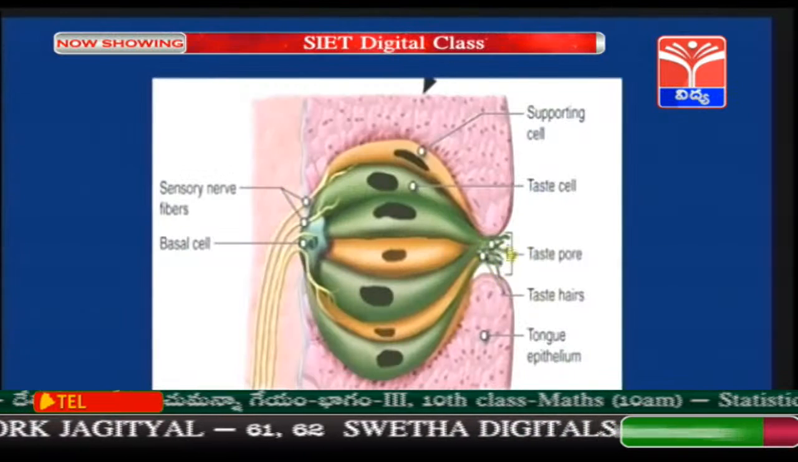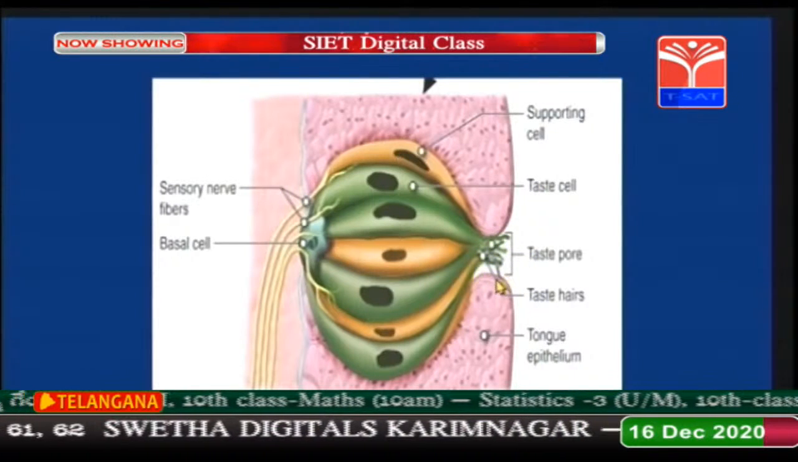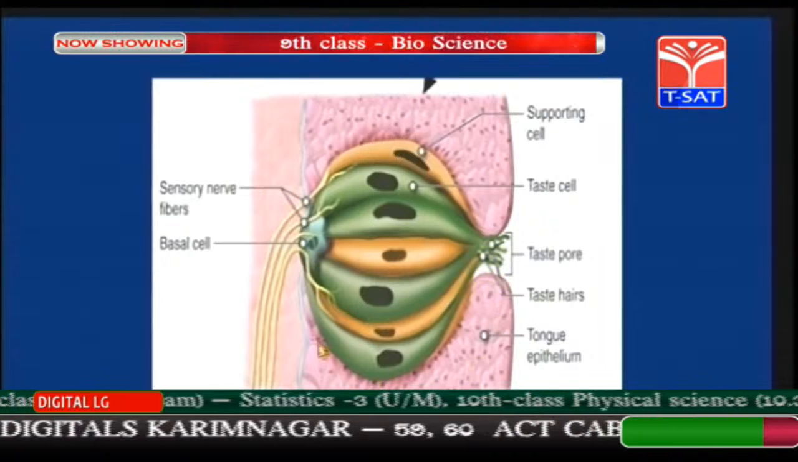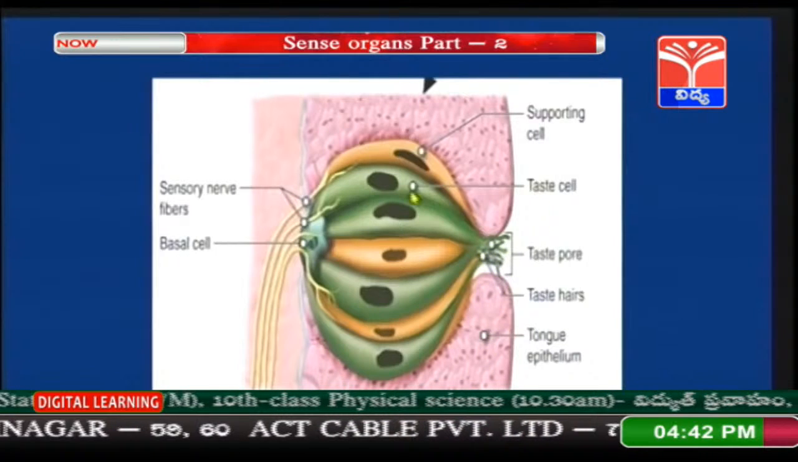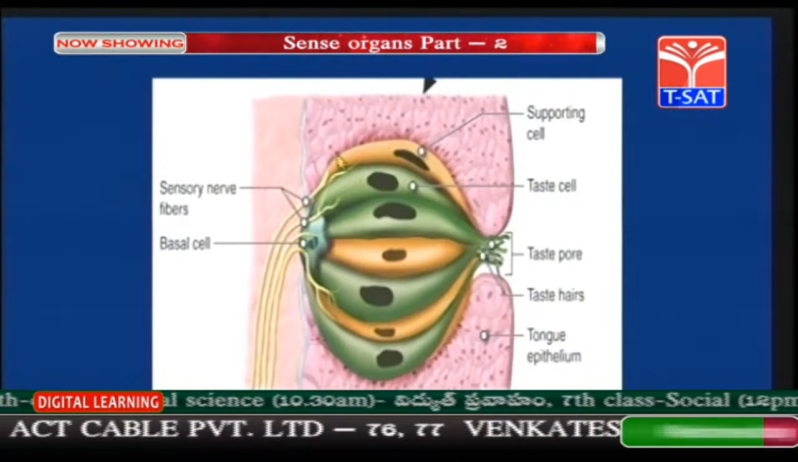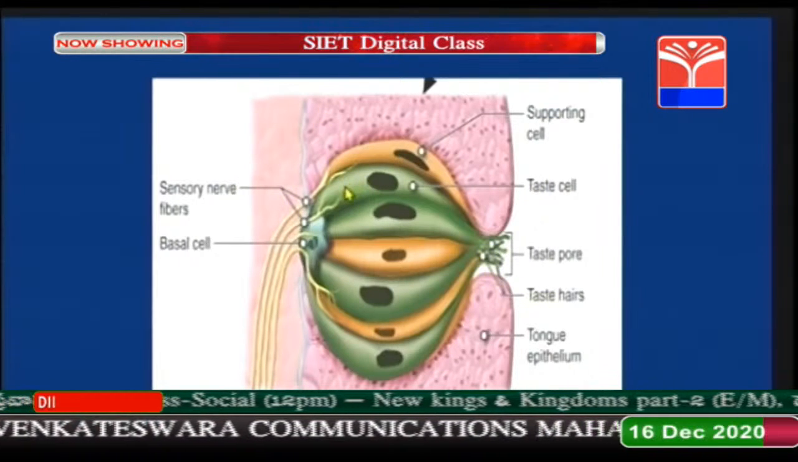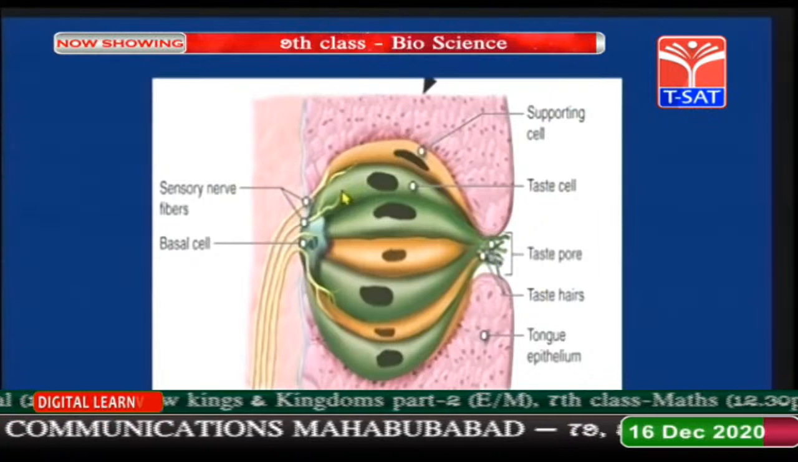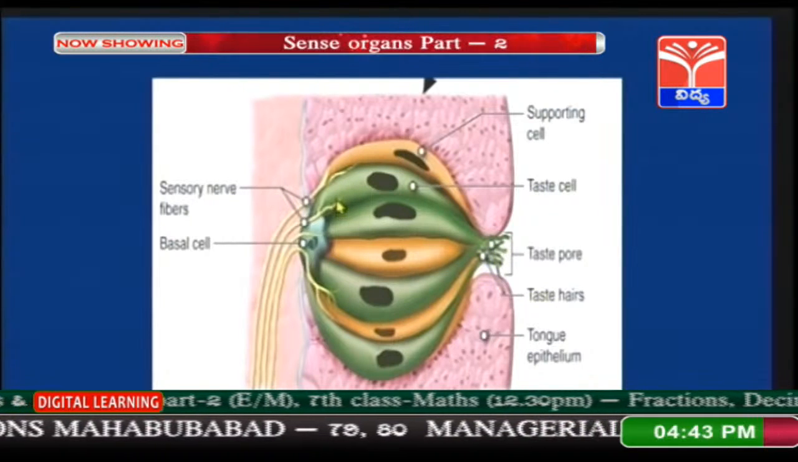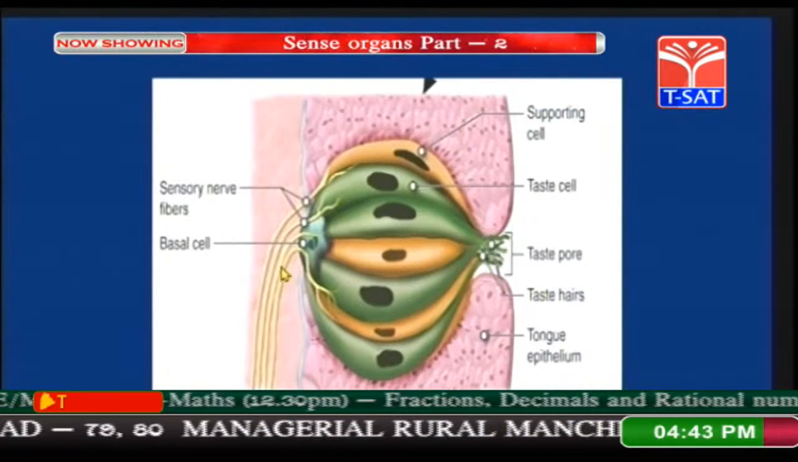Children, you can see here, this is the taste pore, this is the taste hair, this is the tongue epithelium. Taste cell, these are the supporting cells. This is the structure of taste bud. Now the taste buds are enclosed in the papillae. So there are 10,000s of papillae and 10,000s of taste buds in our tongue.